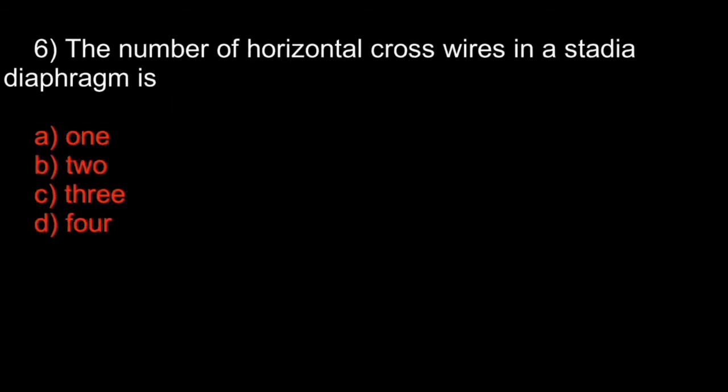Now let us move into the next question. The number of horizontal cross wires in a stadia diaphragm is: option A, 1; option B, 2; option C, 3; option D, 4. Option C, 3, is the answer. You know that there are 3 cross wires in a stadia diaphragm.